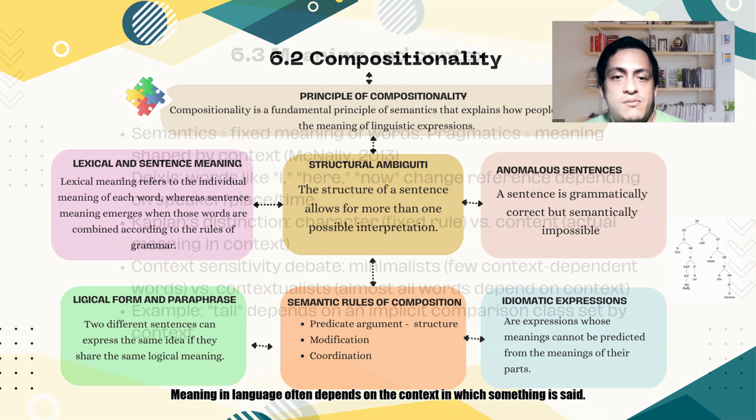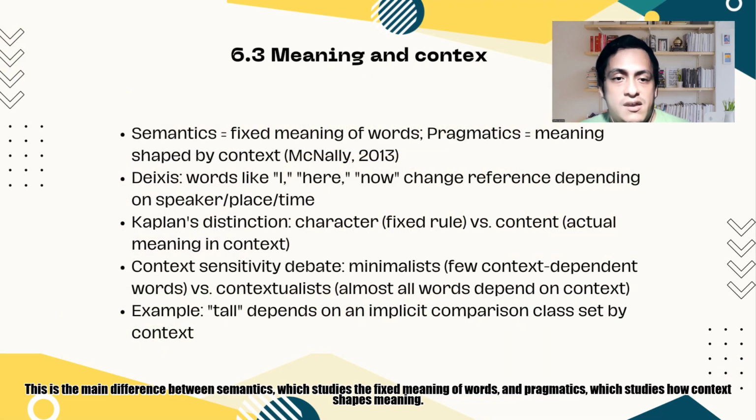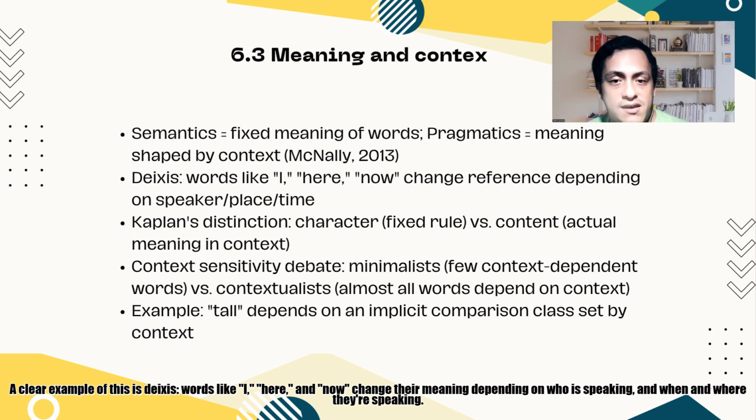Meaning in language often depends on the context in which something is said. This is the main difference between semantics, which studies the fixed meaning of words, and pragmatics, which studies how context shapes meaning. A clear example of this is words like I, here, and now, which change their meaning depending on who is speaking and when and where they are speaking.